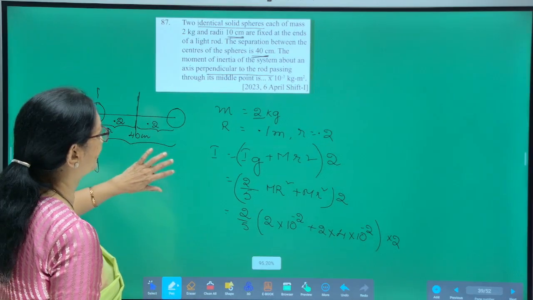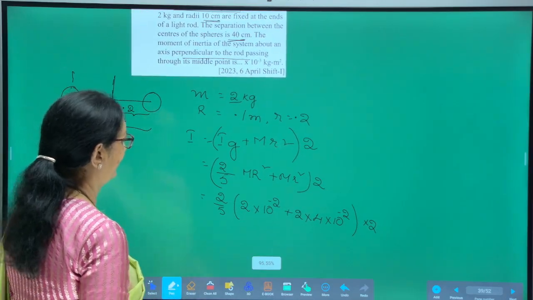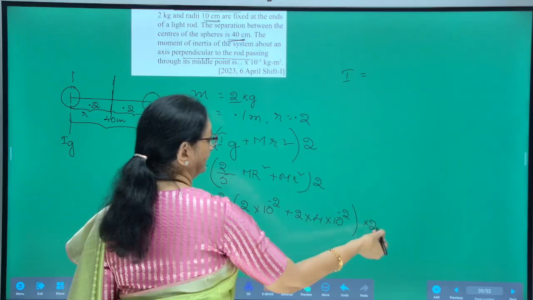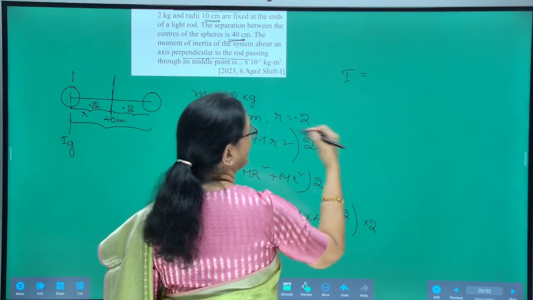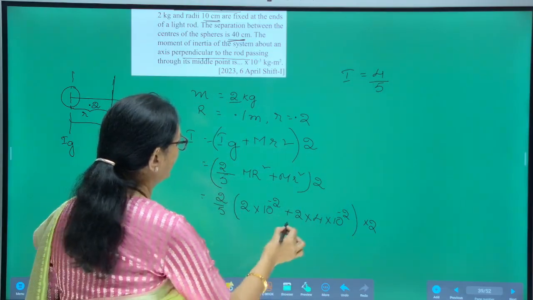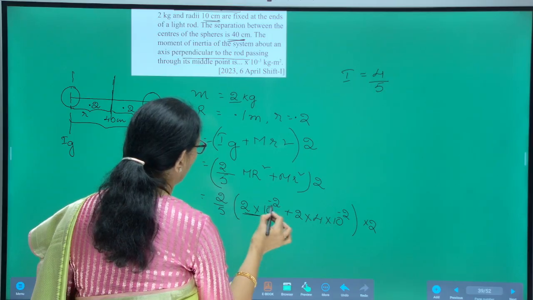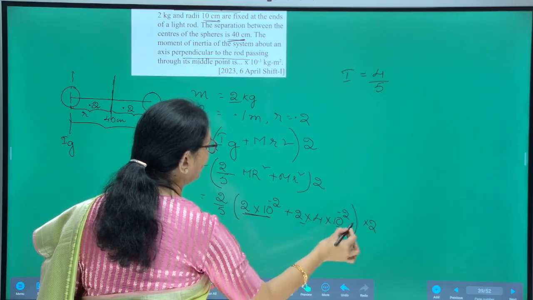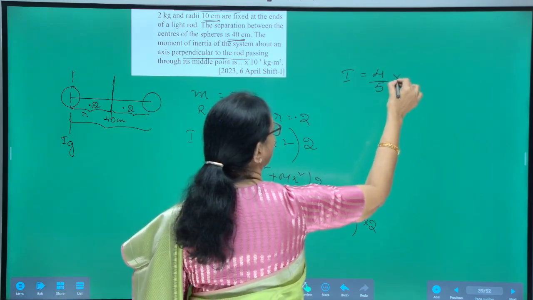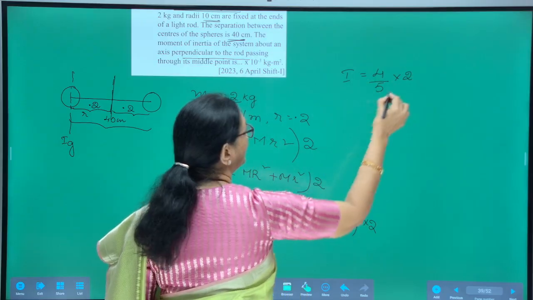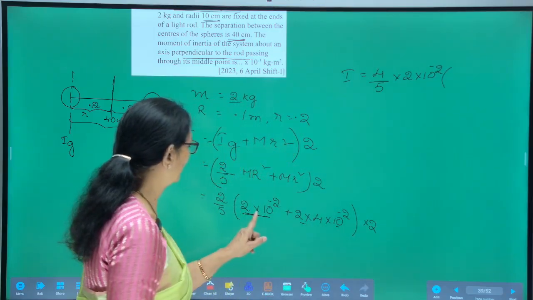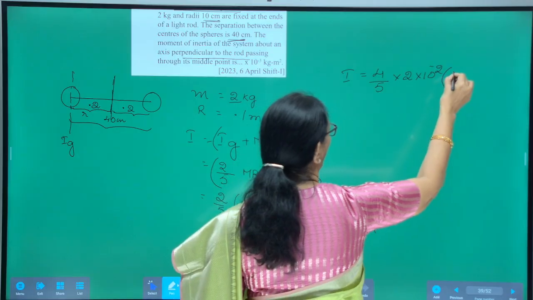So, let us do the simplification part carefully. See here, from this I is equal to, I am bringing the 2 also to this side, 4/5 × 2 × 10 power minus 2. We can take it as a common factor. So, 4 × 10 power minus 5, 2 × 10 power minus 2, we can take it as a common factor outside. So, here we are left with 1.